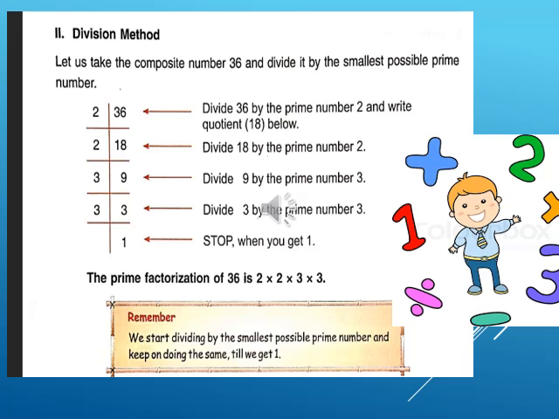Remember, we start dividing by the smallest possible prime number and keep doing the same till we get 1, and at that point we have to stop the division. It is a very easy method, my dear students, to find out the prime factors of a given number.